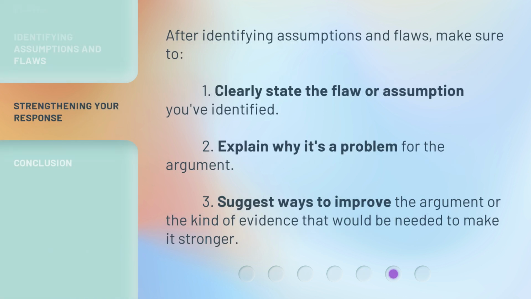After identifying assumptions and flaws, make sure to 1. Clearly state the flaw or assumption you've identified. 2. Explain why it's a problem for the argument. 3. Suggest ways to improve the argument or the kind of evidence that would be needed to make it stronger.